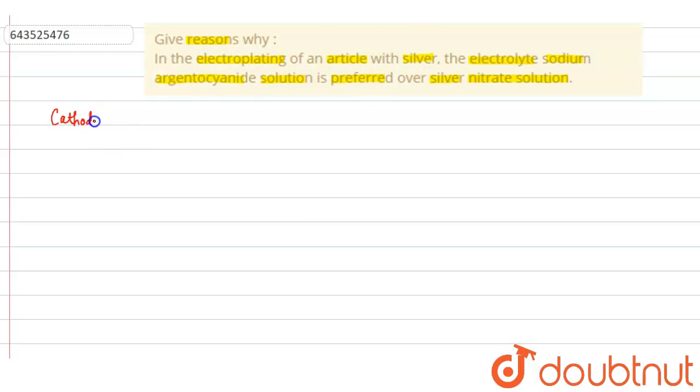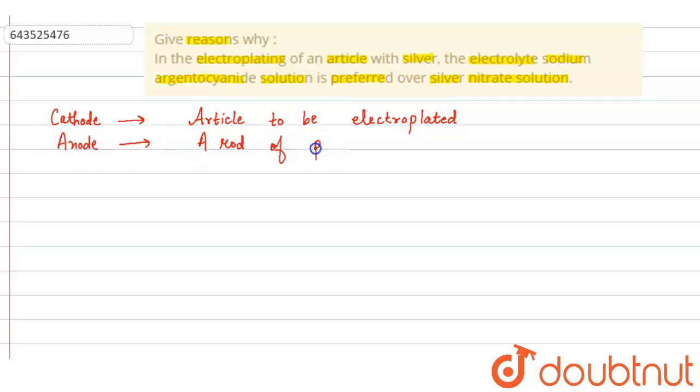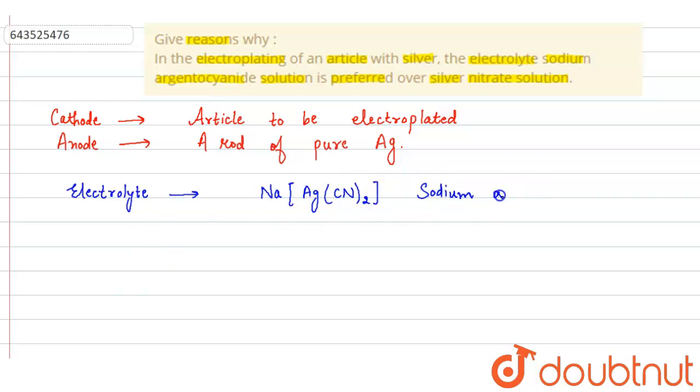Right? What happens in electroplating of an article with silver? At cathode, we take the article to be electroplated. And at anode, a rod of pure silver is taken. Now, what happens? The electrolyte that we use here is sodium argentocyanide, that is NaAg(CN)2. This is sodium argentocyanide.